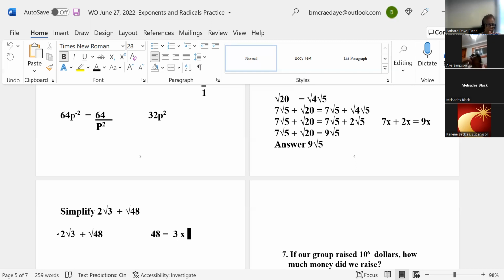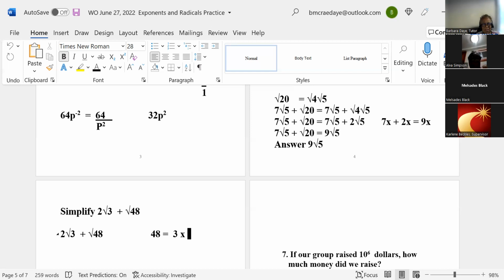Mental math. 3 into 40, it goes 4 times, no? 3 times 4 is 12. 12 out of 24. 3 into 48. It's got to be a 2-digit number. Yes, ma'am. So what is it? 3 times. Okay, I'm not sharp with this one, Miss Barbara.